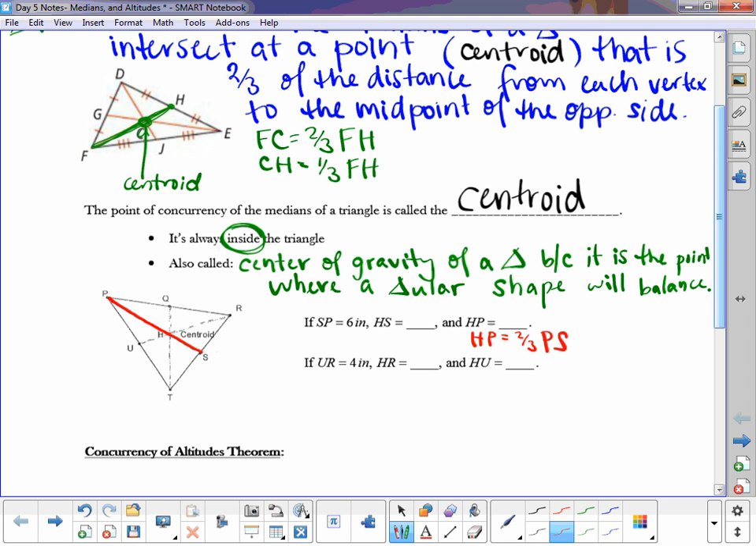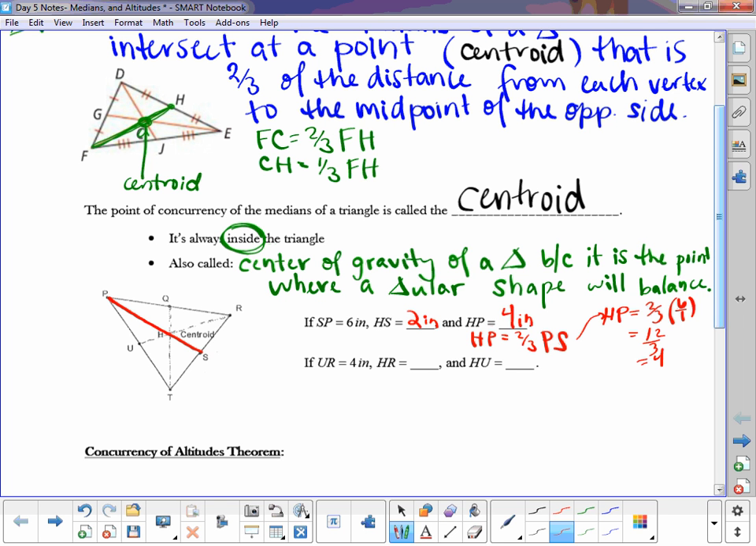4. Good. 4 inches. Now, some of you just did the math mentally, so you could think to yourself, well, 6 inches cut in thirds would be 2 inches for each third. And so if I have 2 of those thirds, it's 4 inches. Or you could actually do the math and say HP, we don't know, that's what we're looking for, is 2/3 of PS, which is 6 inches, or 6/1. And that will give me 12 over 3, which is 4. Alright, so then how much is HS going to be? 2 inches. And again, you could just subtract what's left or multiply by 1/3.